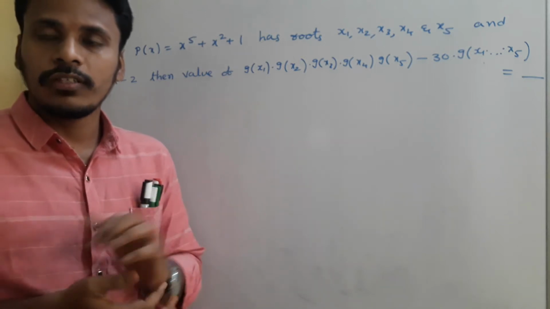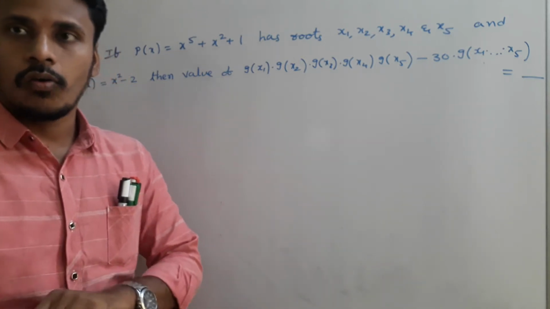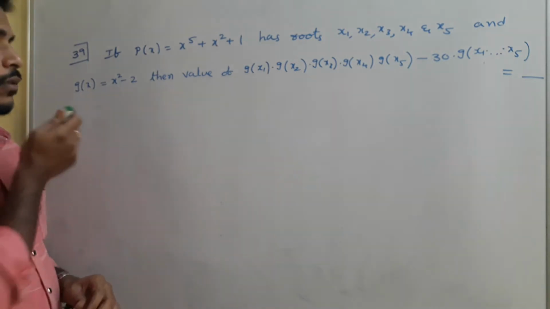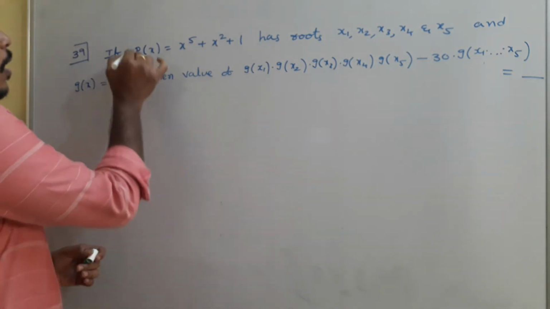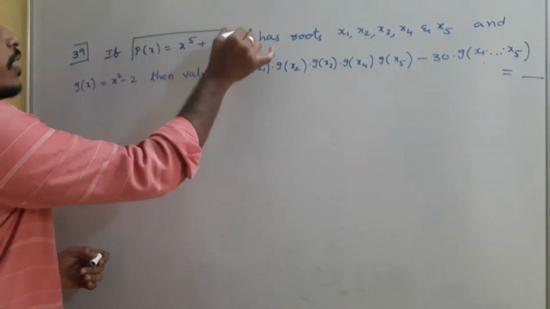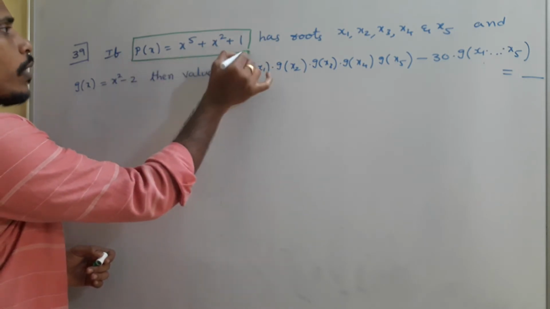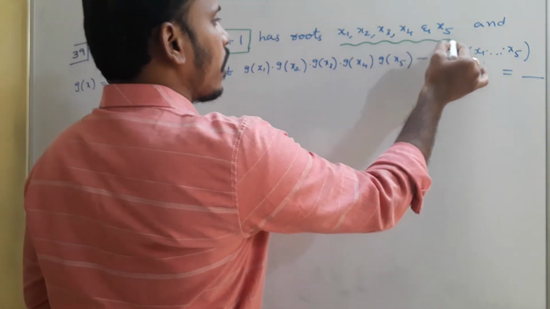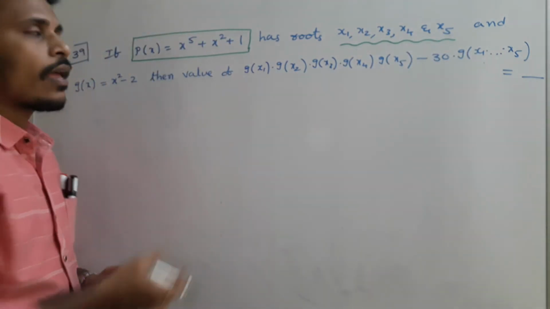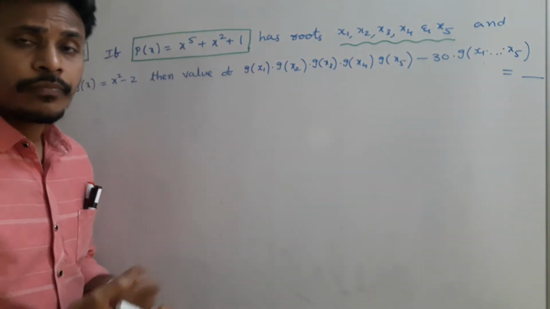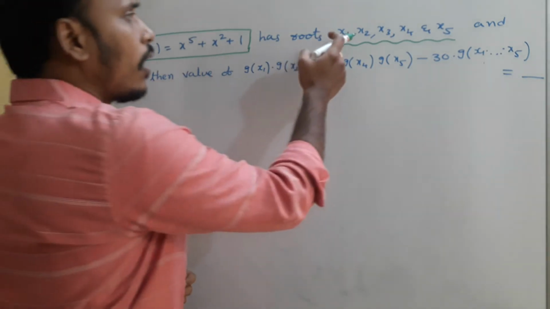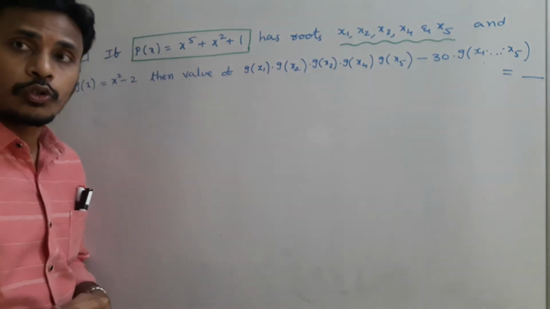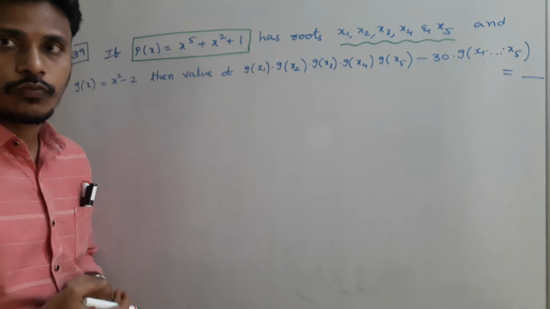We are going to solve this problem from polynomial equations now. Just look at the problem. P of x is a polynomial, x power 5 plus x square plus 1, and its roots are given as x1, x2, x3, x4, x5. I have a fifth degree polynomial, and since it has 5 roots, the question says those roots are x1, x2, x3, x4 and x5.